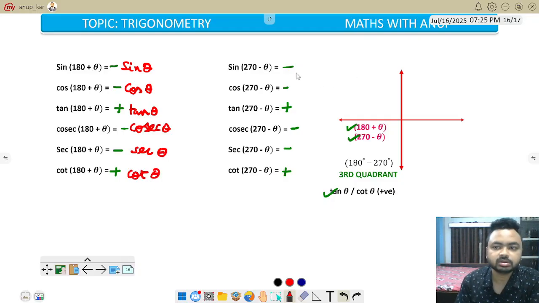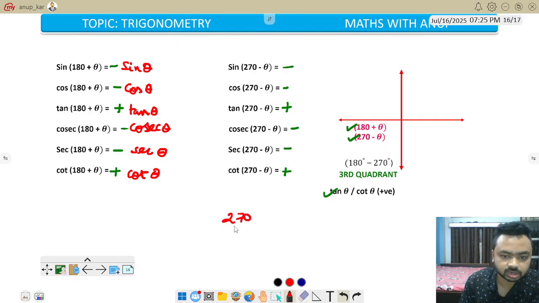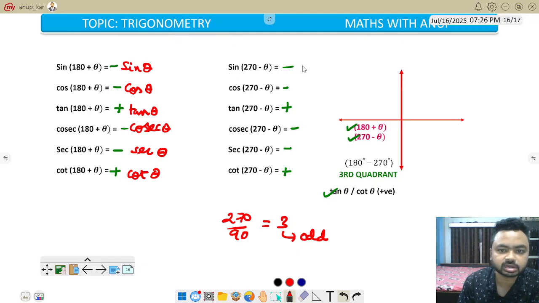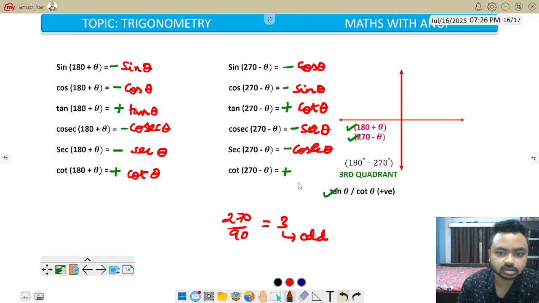Now coming to this part, 270. So again we divide 270 by 90. So it will be 3, which is an odd multiple of 90 degrees. So it will change to its complementary pair. So sine will change to cos theta, cos will change to sine theta, tan will change to cot theta, cosec will change to sec theta, sec will change to cosec theta, and cot will change to tan theta.